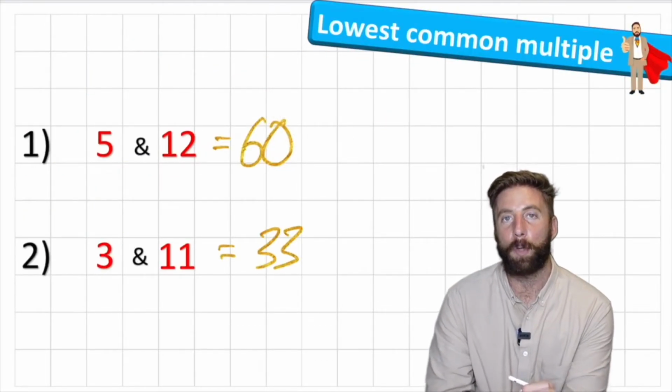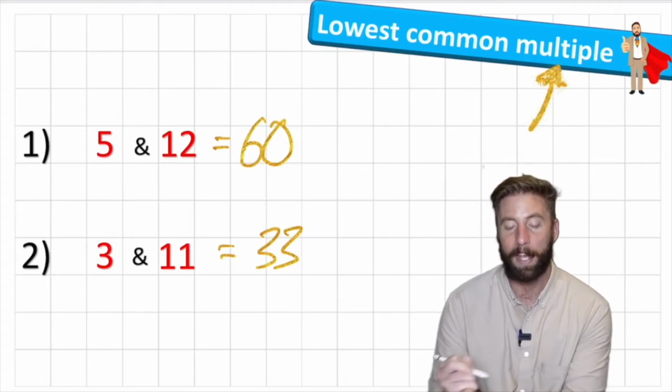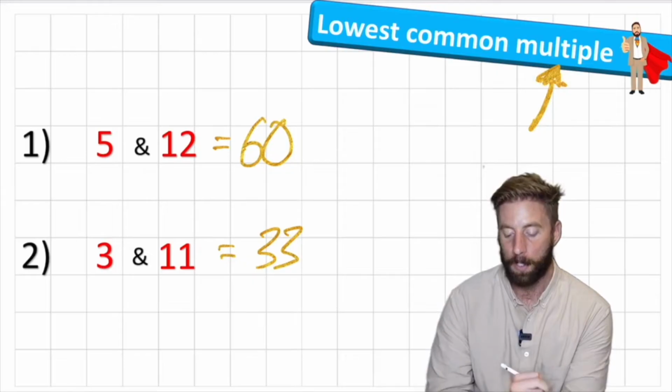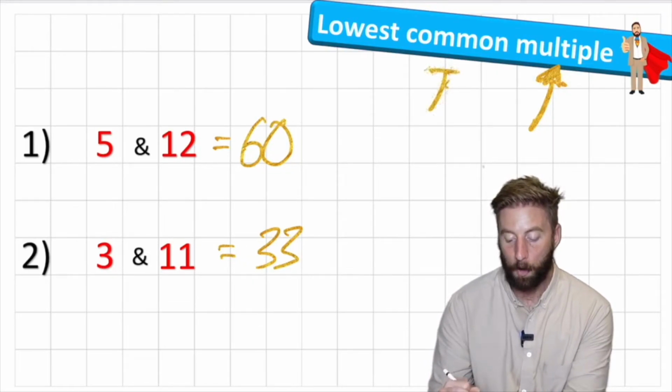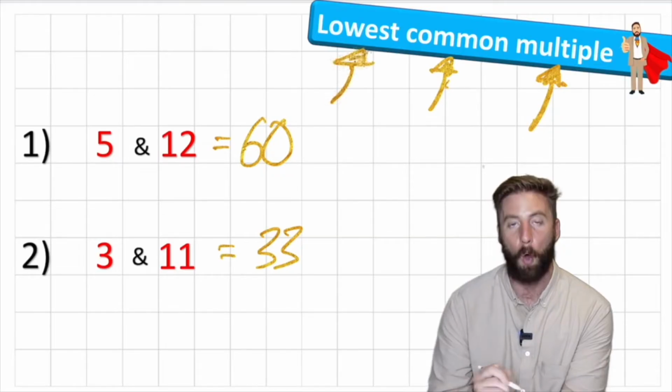So to find our lowest common multiple, all I need to do is try and draw a list of the multiplication table of both the numbers, find the ones that are common, the ones that are the same, and then look for the lowest one.